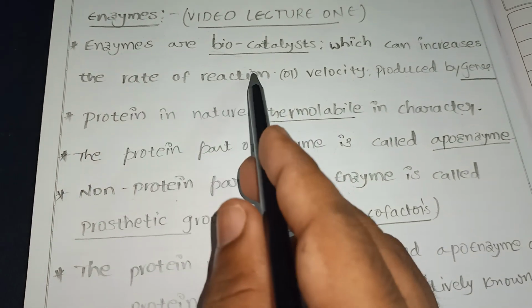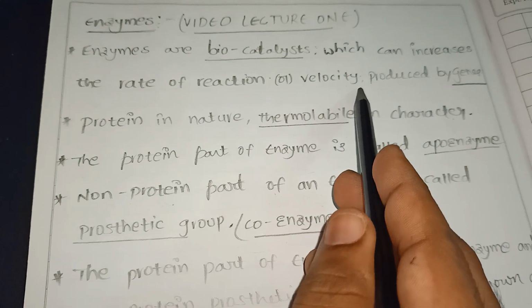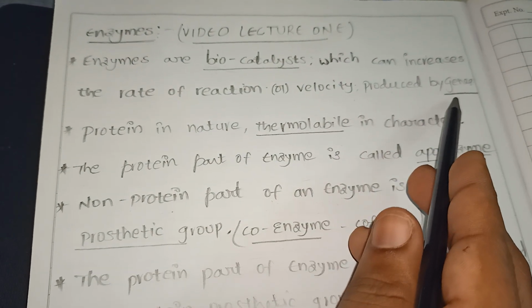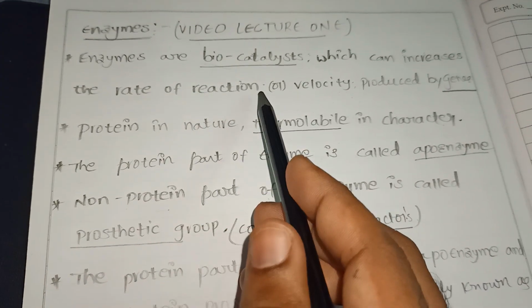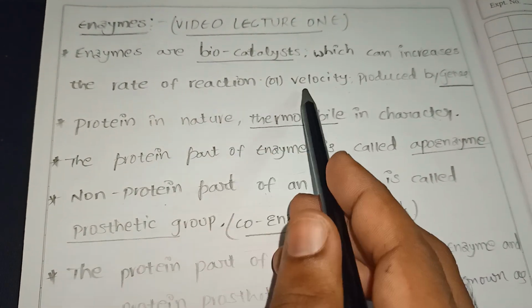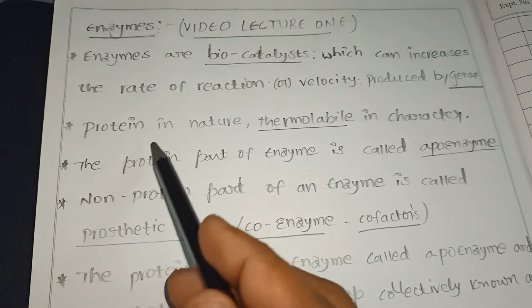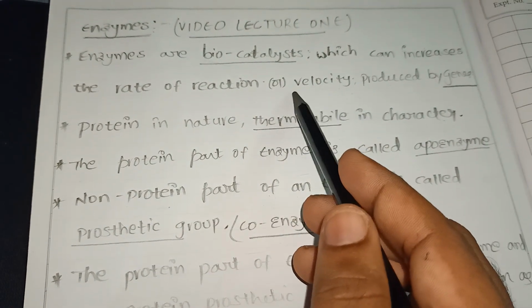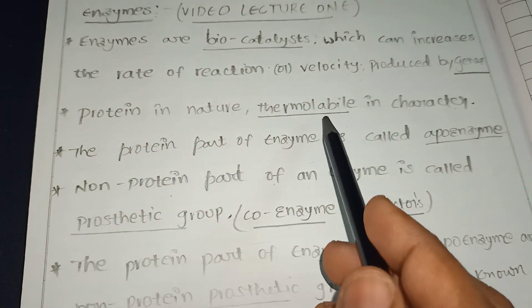Enzymes are biocatalysts which can increase the rate of reaction or velocity, and they are generally produced by the genes. All the enzymes are generally produced by the genes. I'll make this definition more precise in a while. Before we talk about the examples of this definition, we shall look at some characteristics of enzymes.